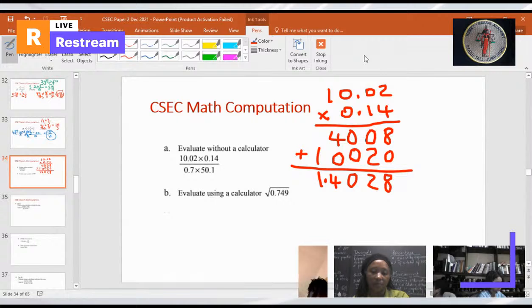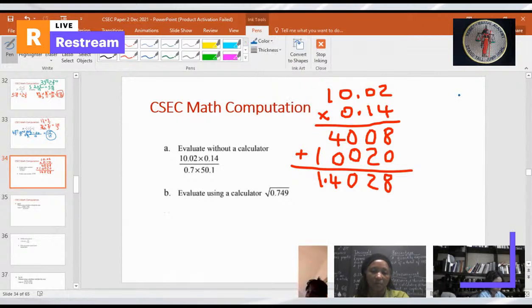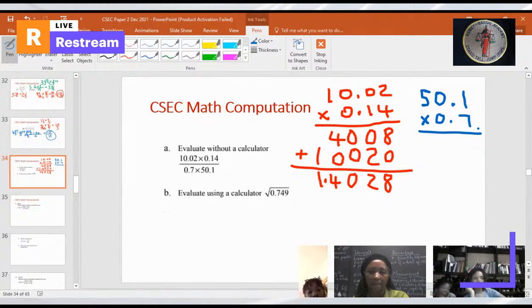Now it's 0.7 times 50.1. So I'm going to put the 50.1 at the top, times 0.7. Go ahead. So now 7 times 1.